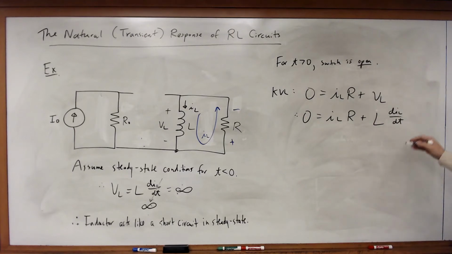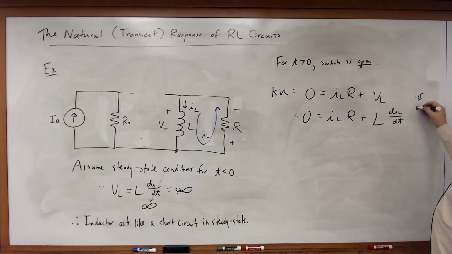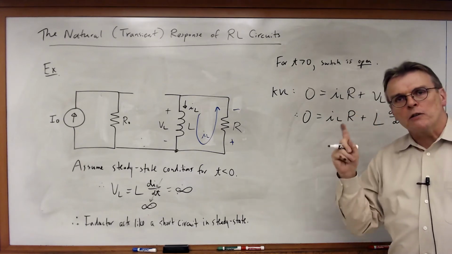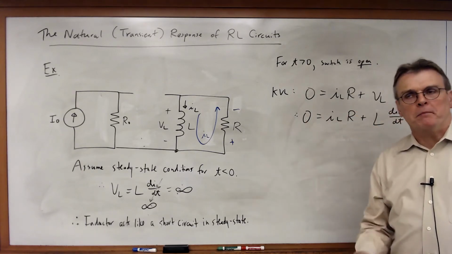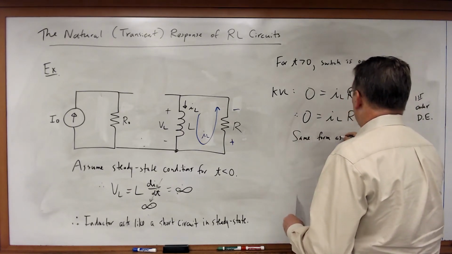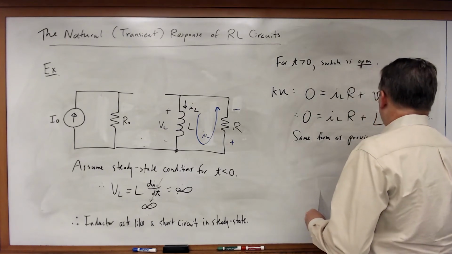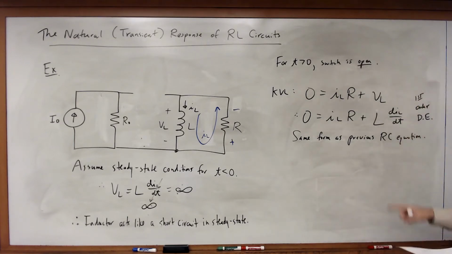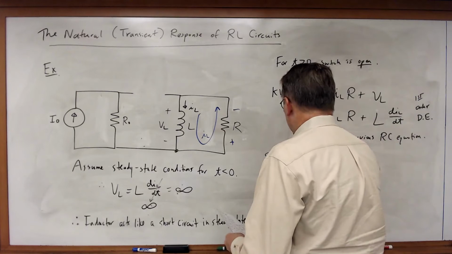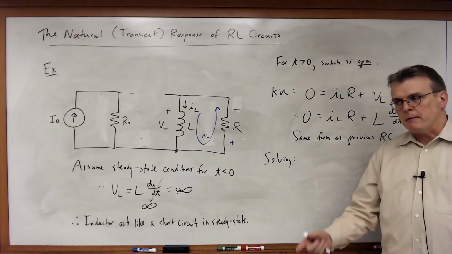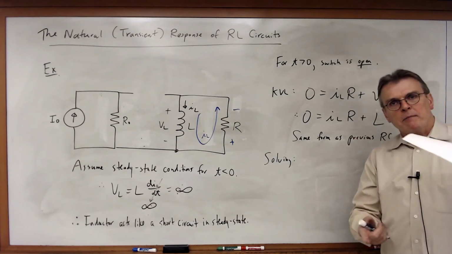And once again, we have a first order differential equation. And we note that the form of that equation is identical to the form of the RC equation we solved before. And therefore, we can solve. I'm not going to bother to go through the steps because the steps would look absolutely identical to what we did before for the RC circuit, except I'm exchanging L for C and flipping the V's and the I's.